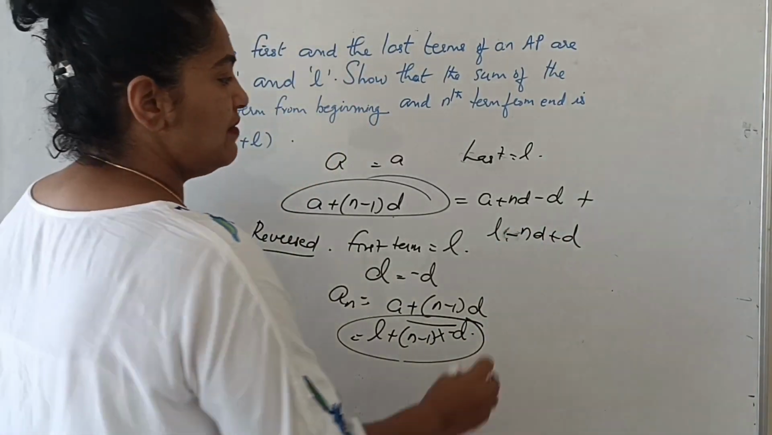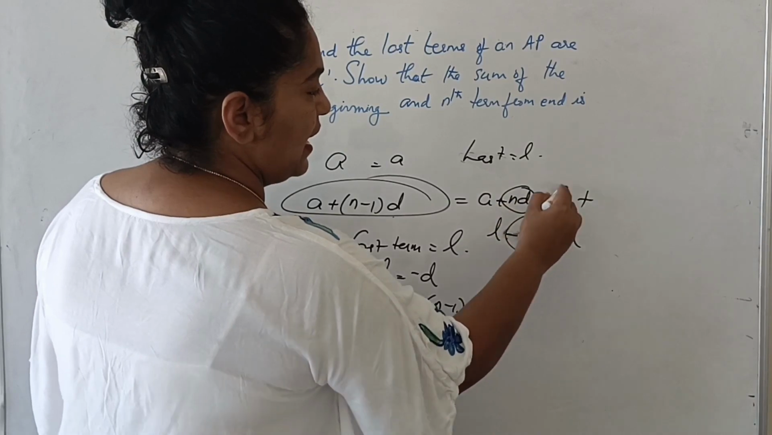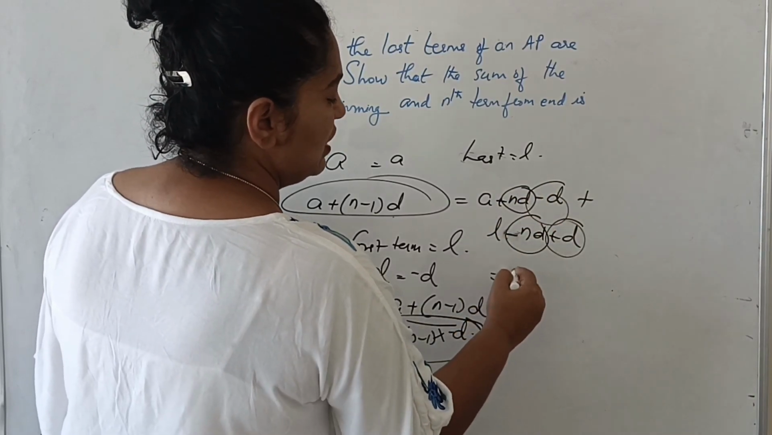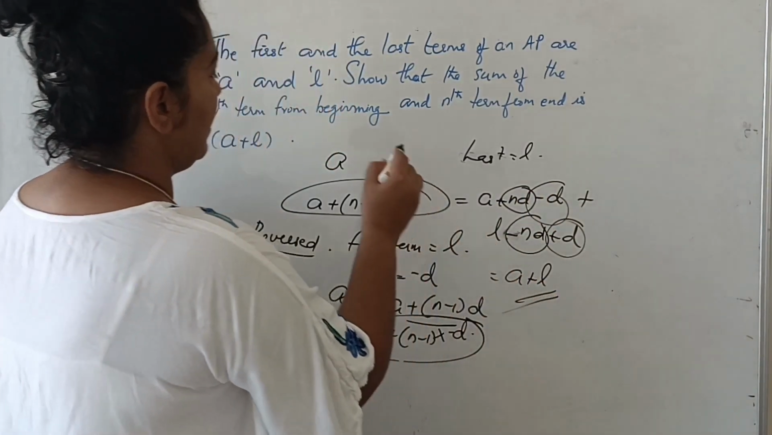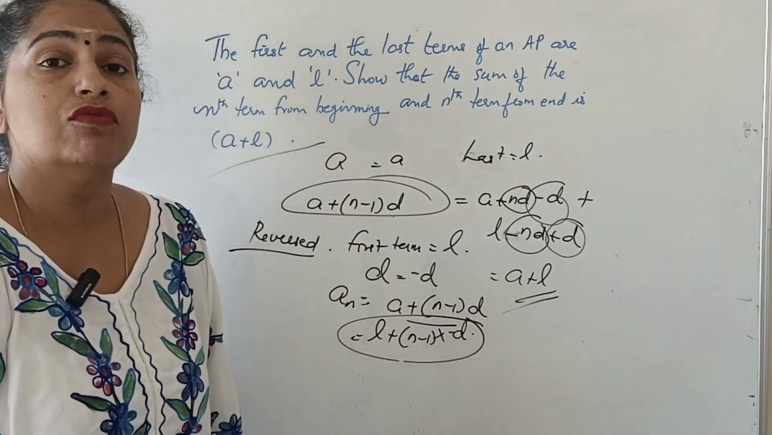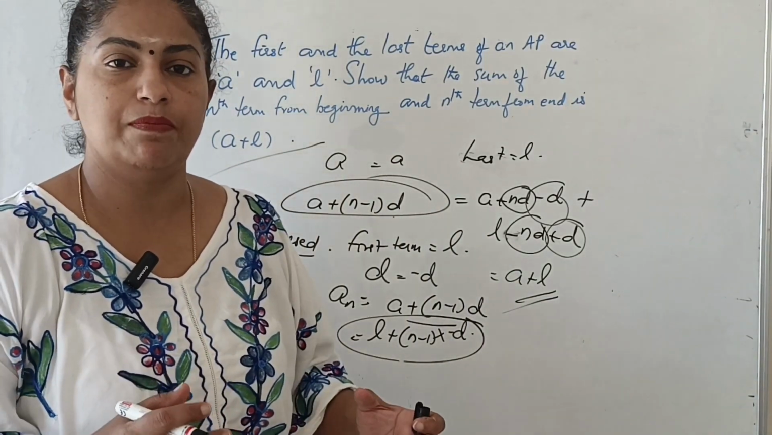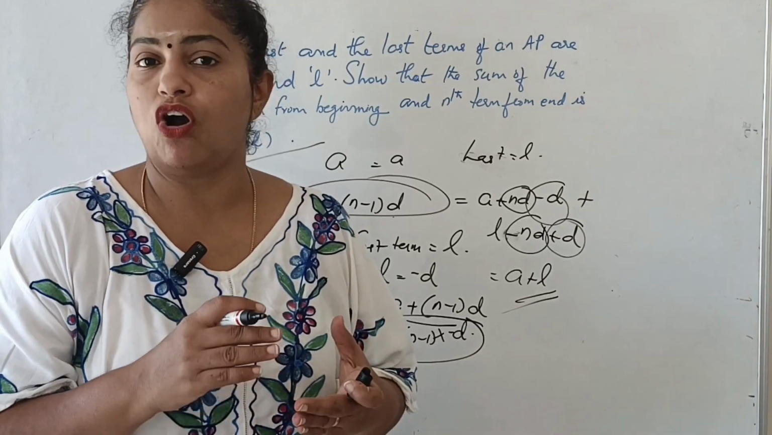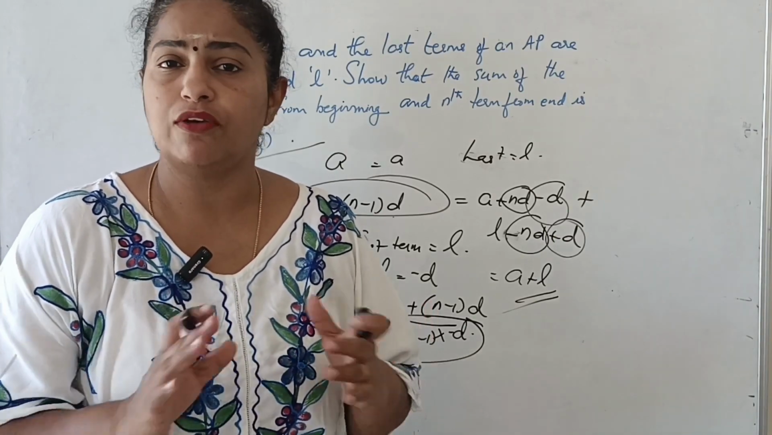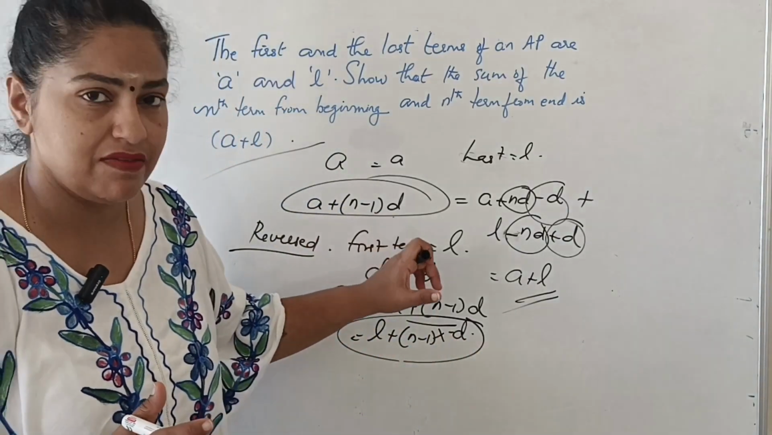Now when you are adding, you can see that plus nd minus nd and minus d and plus d cancel out, leaving us with a plus l as is required. So what did I do here? First, I took an AP whose first term is a and the common difference is d, and I wrote the formula for the nth term, which is a plus (n minus 1)d.